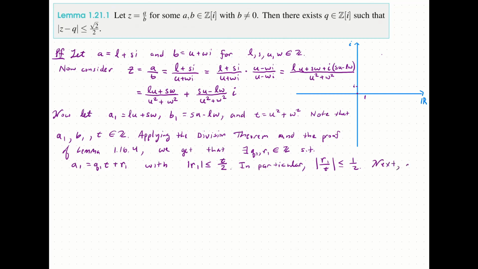So next, divide by t in the first equation to get A1 over t equals Q1t over t, but I'm going to skip a step and just bring the Q1 over, since Q1t over t is just going to be Q1, and this is going to be equal to R1 over t. And as a consequence, we get that the absolute value of A1 over t minus Q1 is going to be at most 1/2. So we have this condition right here. If we do the same argument for B, we are going to get the following. So similarly, similar argument.